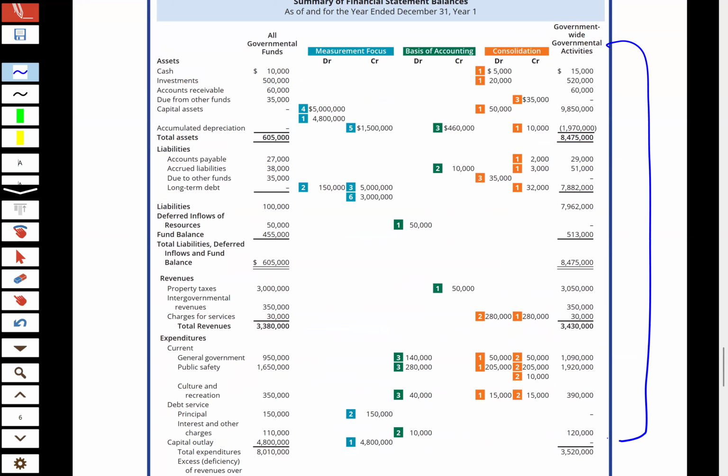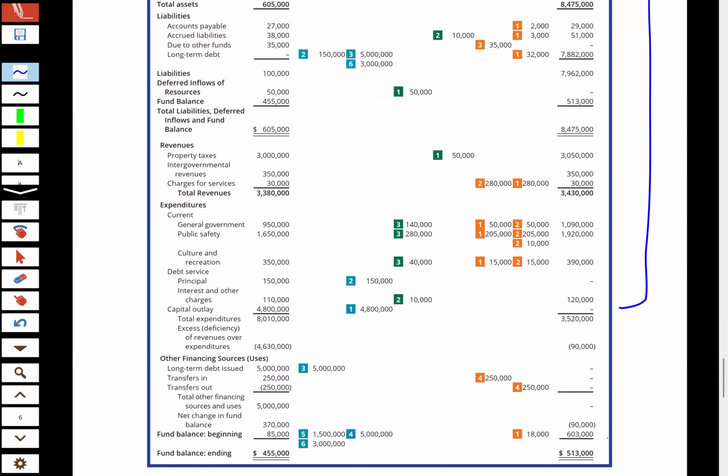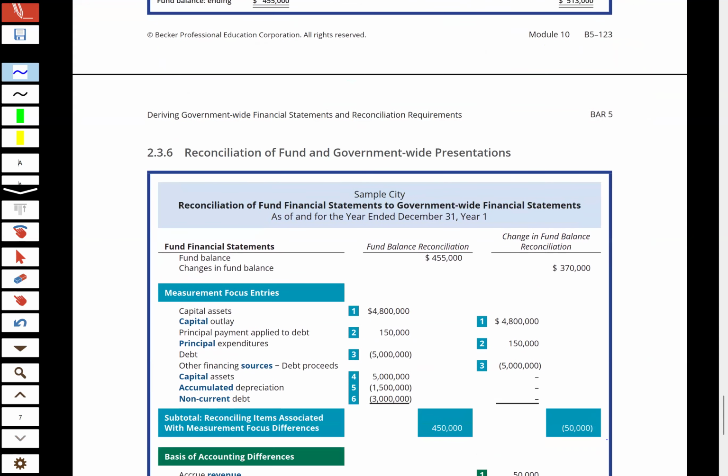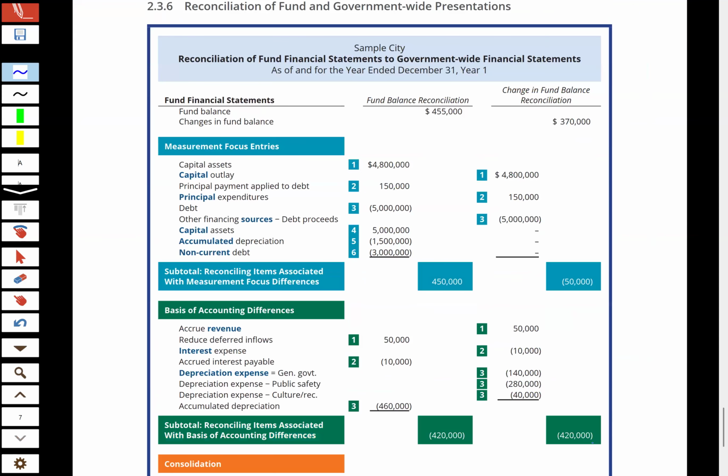And remember, we talked last time that we would need to provide, we've been talking about the reconciliation, basically the two reconciliations, which would reconcile the fund balance to the net position and the change in fund balance to the change in net position for our operating statements.